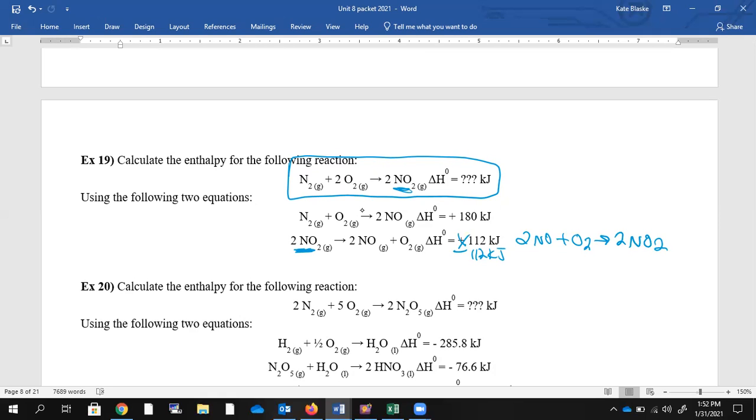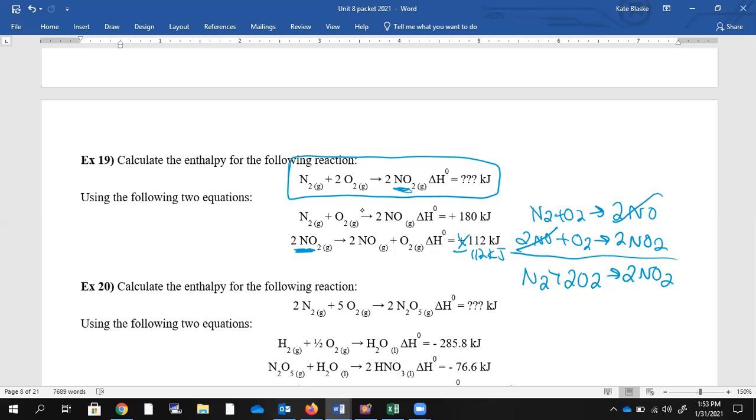If I add that together with my first reaction, N2 plus O2 makes 2NO. Let's see, 2 NOs and 2 NOs are going to cancel each other out. So that's going to give me a total of N2 plus, I've got 2 oxygens now, makes 2 NO2. That matches up with the overall balanced equation that I need to get to. So now all I need to do is combine my delta H's for those 2 steps, accounting for any of the changes that I made.